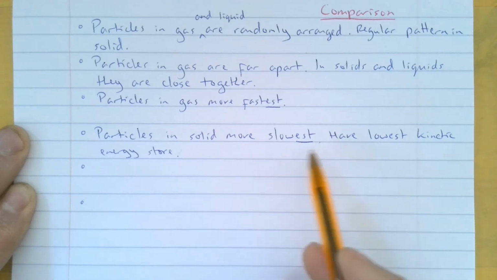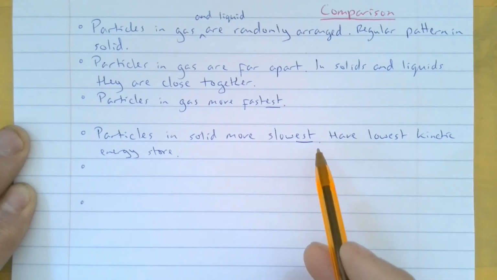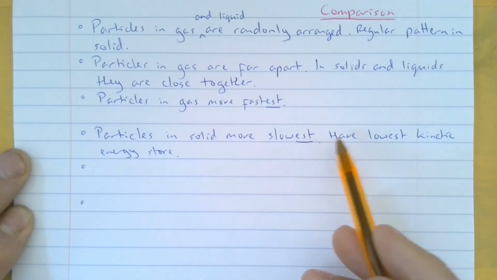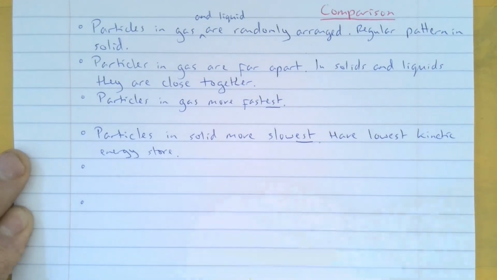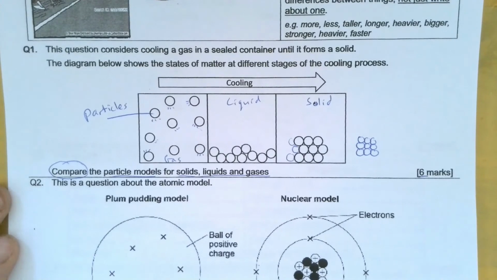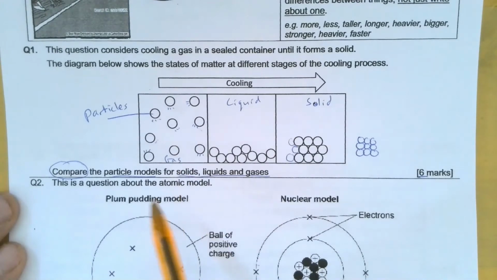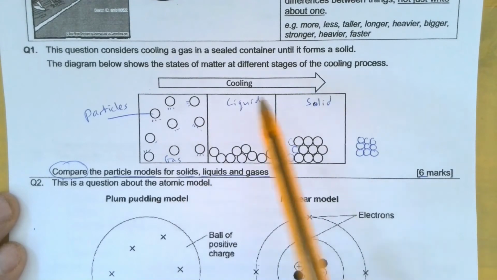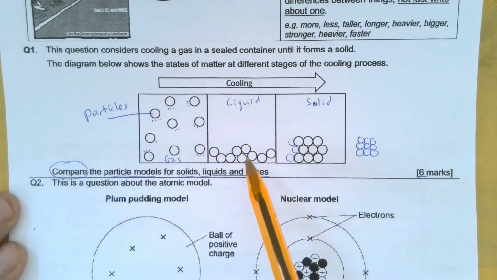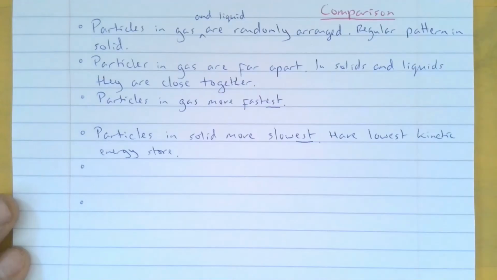The only difference is the speed. The idea is they do move the slowest, so I wouldn't necessarily need that extra sentence there. But if you wanted to talk about kinetic energy store, that's absolutely fine as well. What else? Let's look back to the diagram. We can see here the container they're in. This one fills the container. These two don't. That's a comparison, so let's use that.